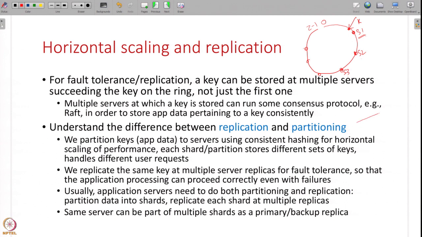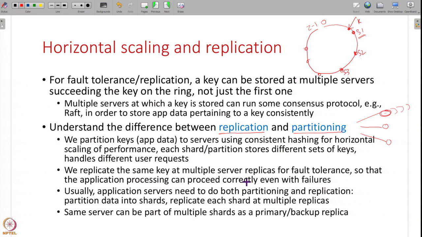So, you can basically have multiple partitions, and each key, instead of storing it at just one server, you can have multiple replicas of the server, and you can store the key at multiple replicas, okay. Please understand the difference between replication and partitioning. In partitioning, the goal is to assign keys to one server so that the key is stored at that server and different servers will store different keys.